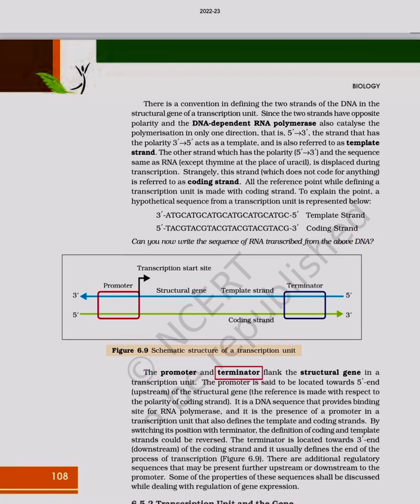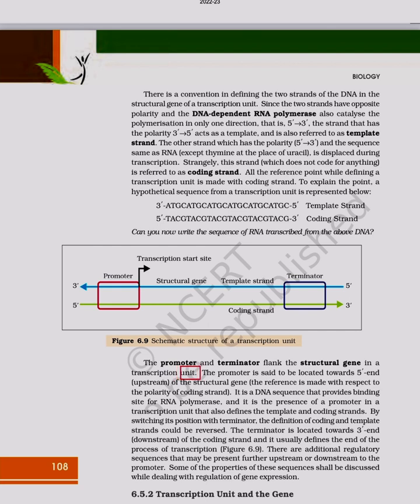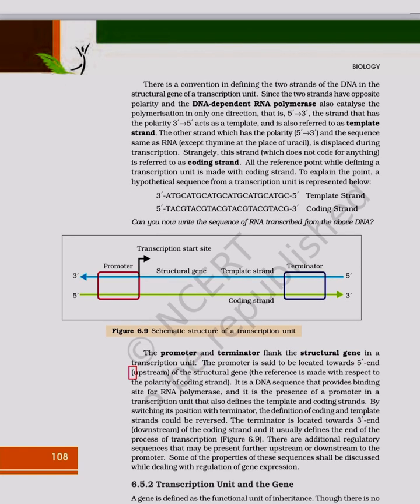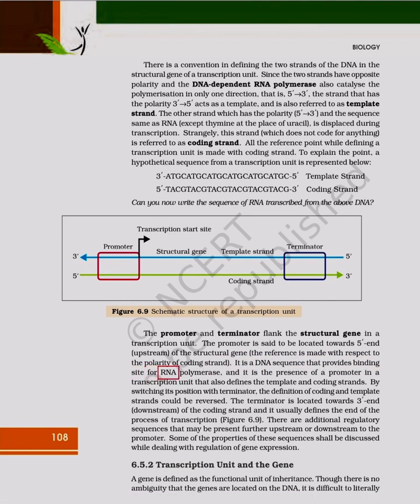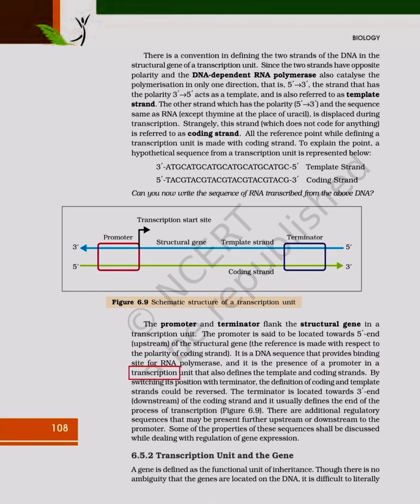The promoter and terminator flank the structural gene in a transcription unit. The promoter is said to be located towards the 5' end, upstream of the structural gene; the reference is made with respect to the polarity of the coding strand. It is a DNA sequence that provides a binding site for RNA polymerase, and it is the presence of a promoter in a transcription unit that also defines the template and coding strands.